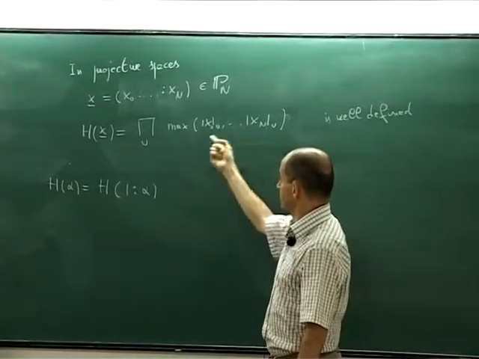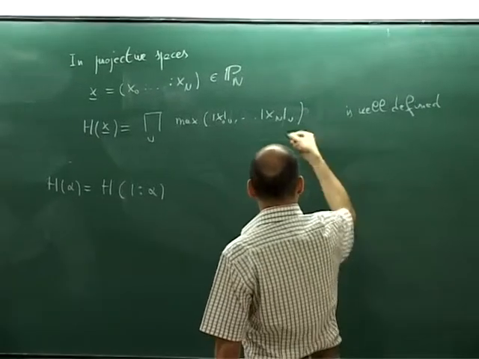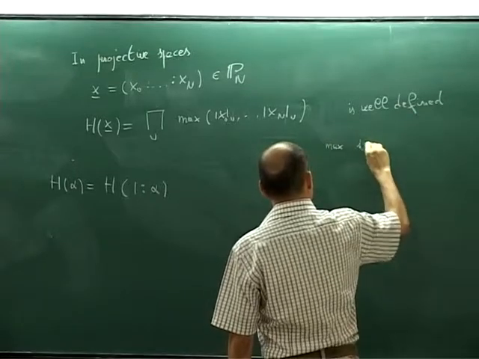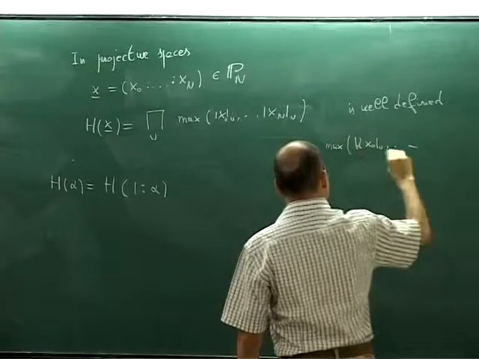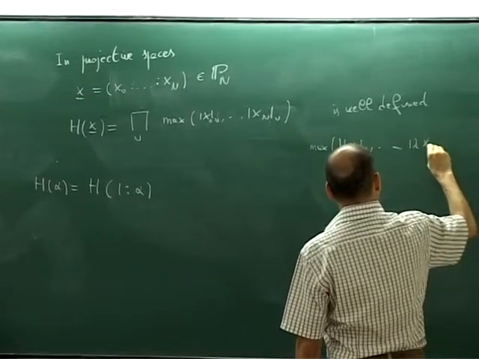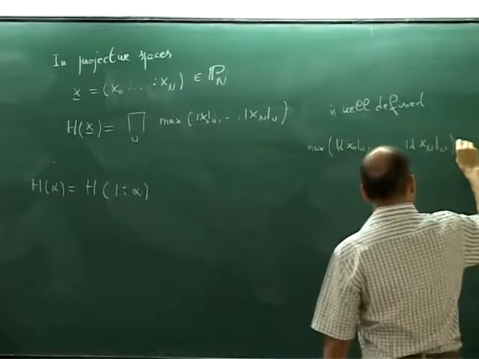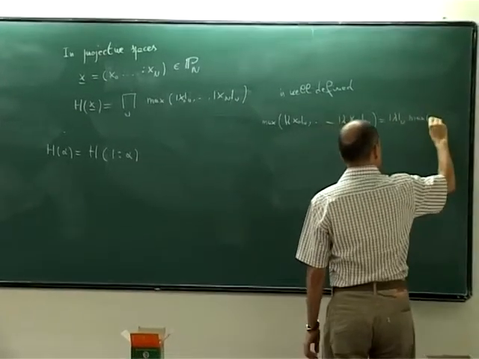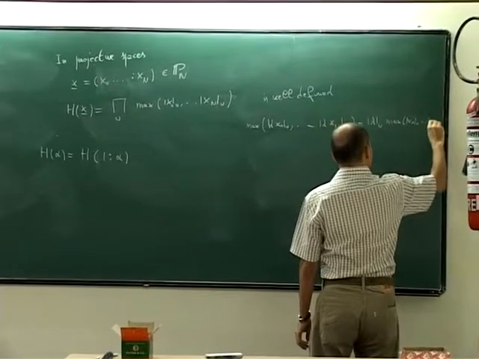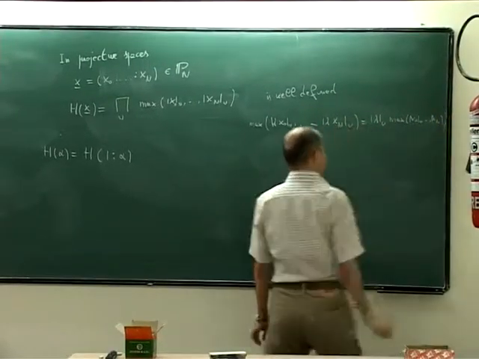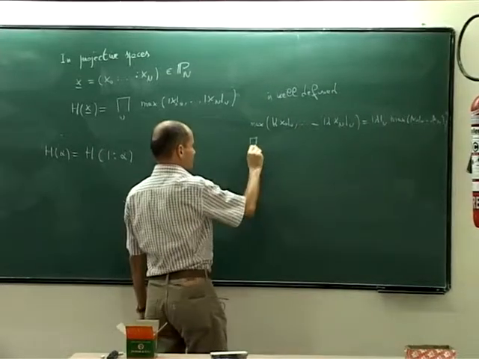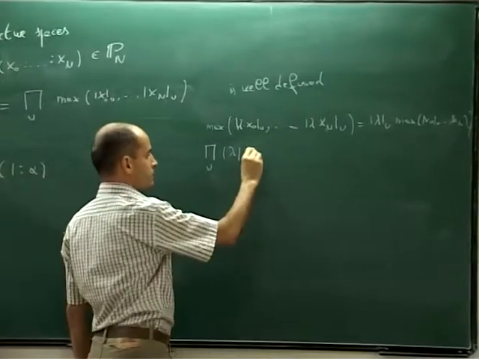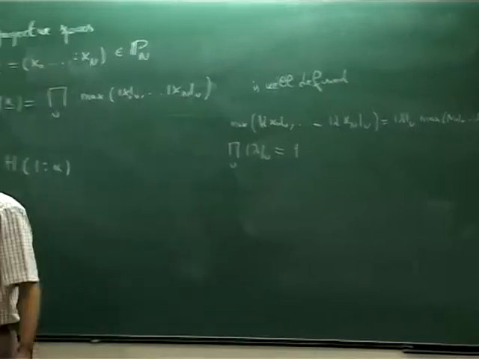If we multiply by a constant lambda, the maximum of lambda x_0 up to lambda x_n is the nu-adic absolute value of lambda multiplied by the maximum of x_0 up to x_n. And by the product formula, the product over all places of the nu-adic absolute value of lambda equals 1. So the height is well defined.